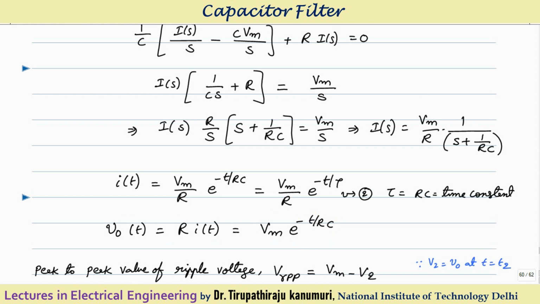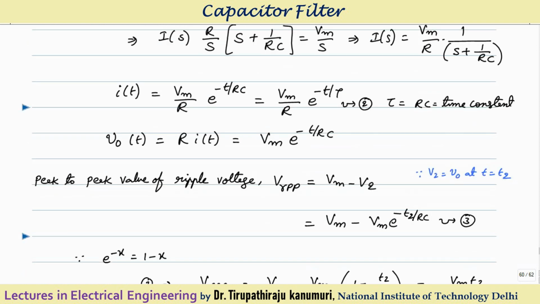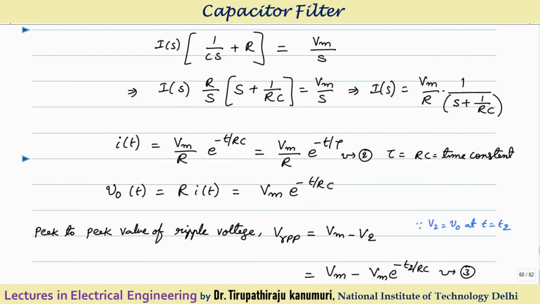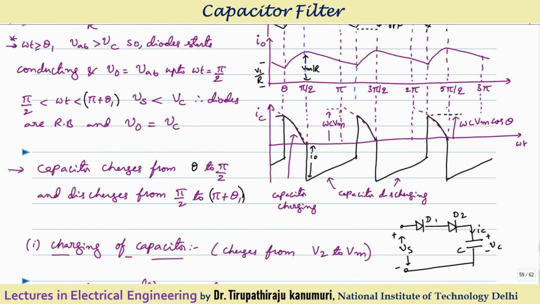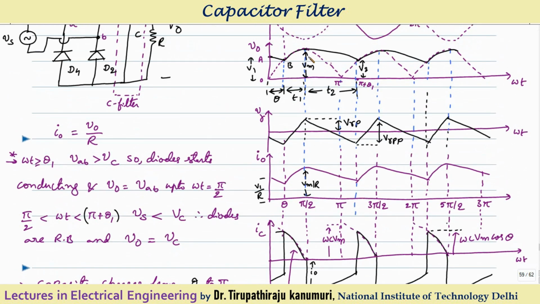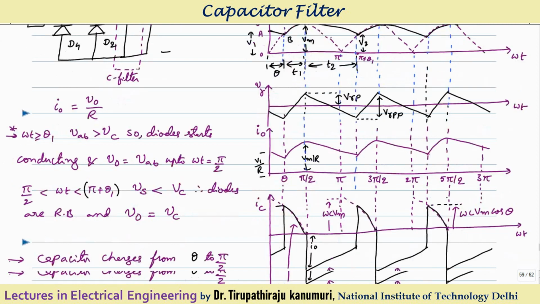So the output voltage will decay proportional to V maximum into e to the power of minus t by RC. And the peak value of the ripple, how much peak it will reach, will be the maximum value minus V2. So the total variation in this diagram, we can go back to this diagram once again. You can see the output voltage is varying from V maximum to V2. That is my value of the peak change, VRPP, which I have represented here.